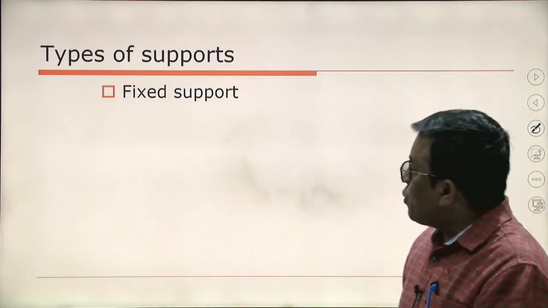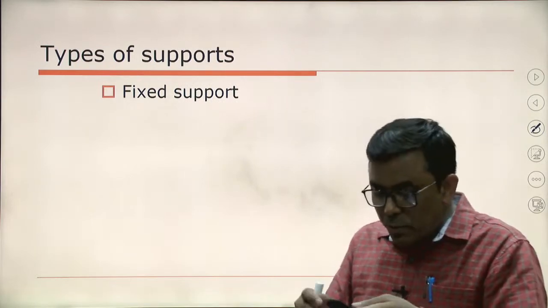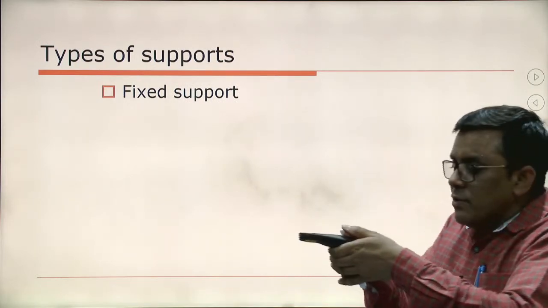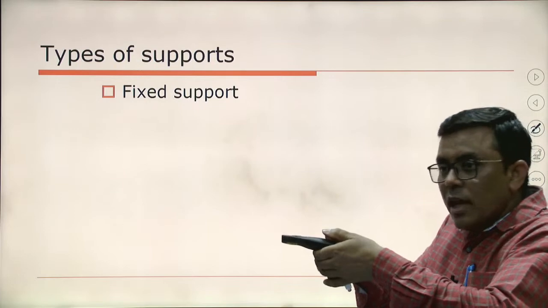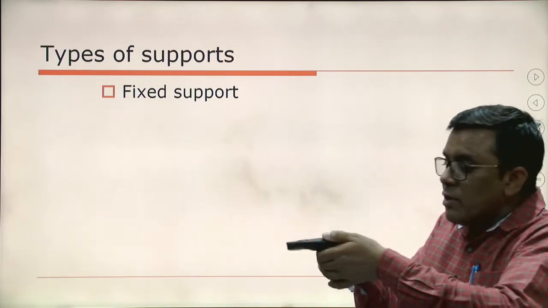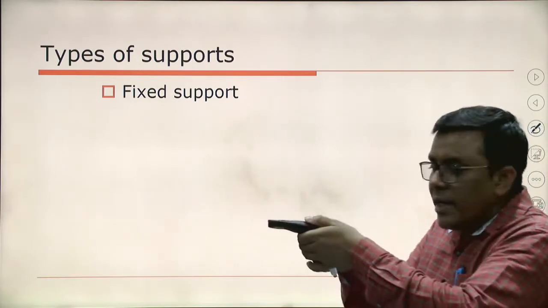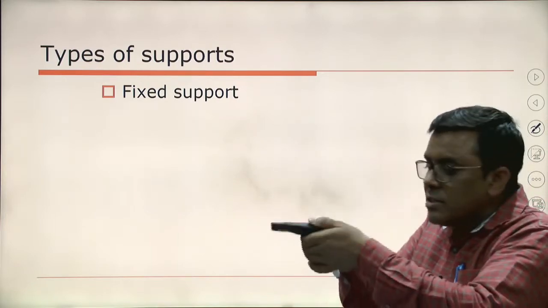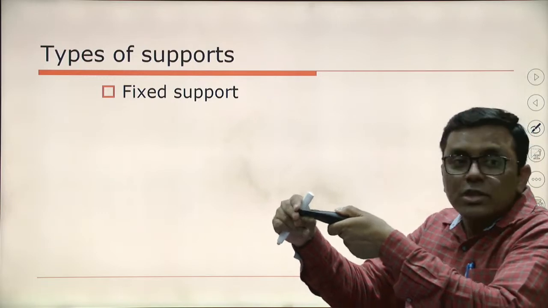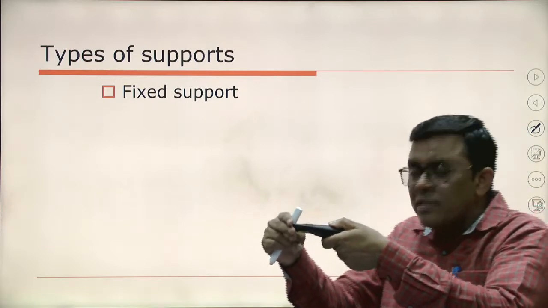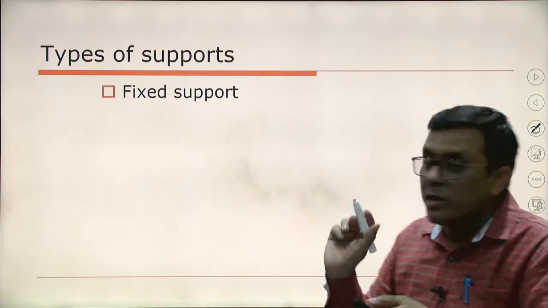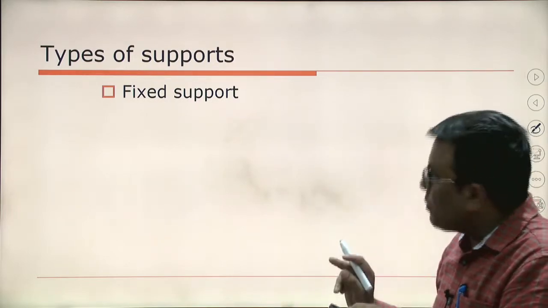Another type of support can be a fixed support. Fixed support means I am holding this. Now I am restricting all the motions. Neither it can translate in this direction nor in this direction, and the rotation is also not possible if it is fixed. So these types of supports are known as fixed support. So these are the different types of supports.